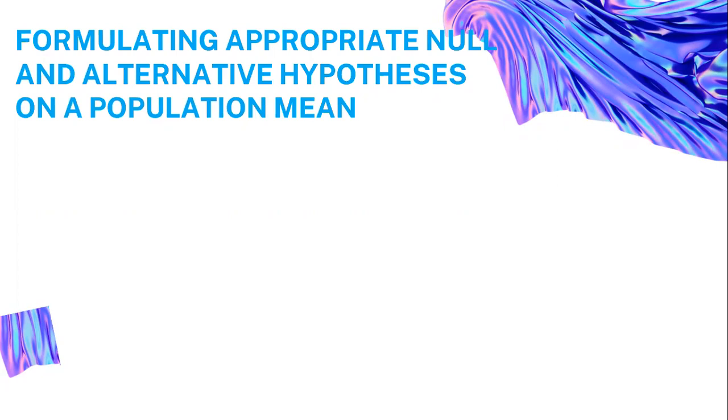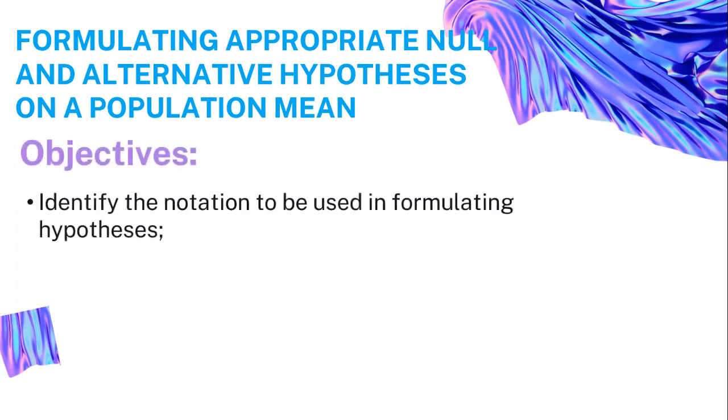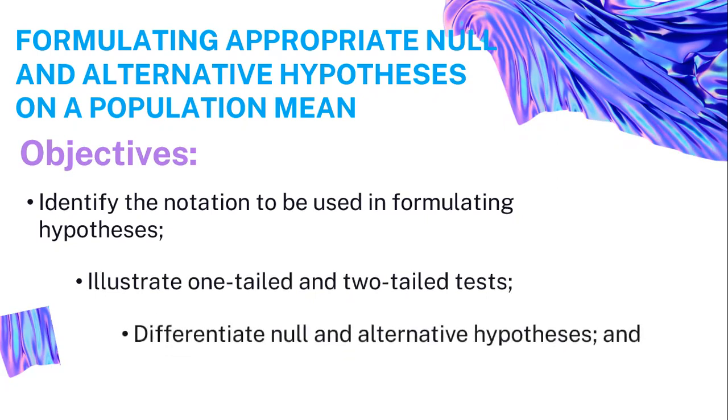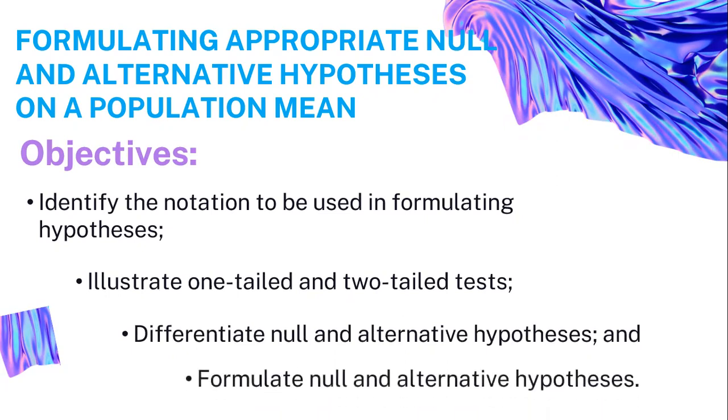After this session, you're expected to identify the notation to be used in formulating hypotheses. Second, illustrate one-tailed and two-tailed tests, differentiate null and alternative hypotheses, and formulate null and alternative hypotheses. I know that we have already defined what a null and alternative hypothesis is last time.